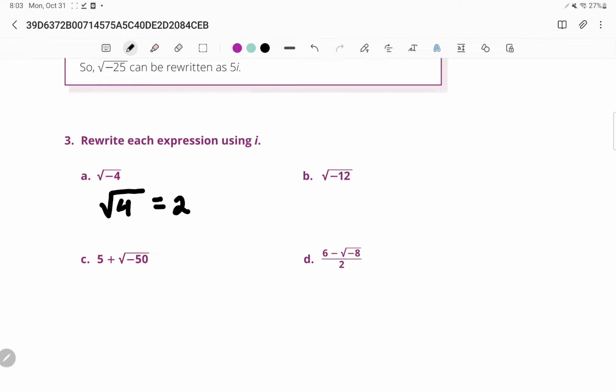But 2 is a real number. How do we make a real number into an imaginary number? Because that's what we have to do. Well, what do you think? I'm just going to put an i right next to it. So that's literally all that you need to do for all of these problems.